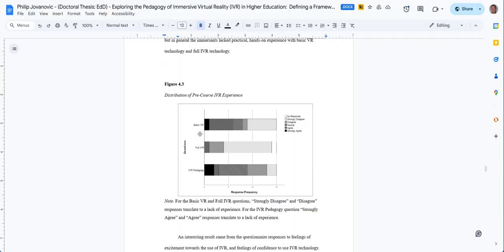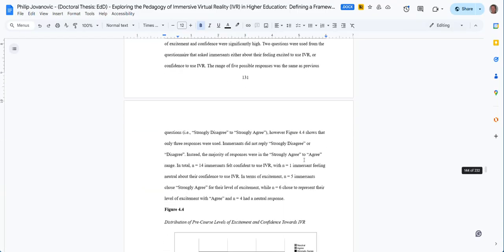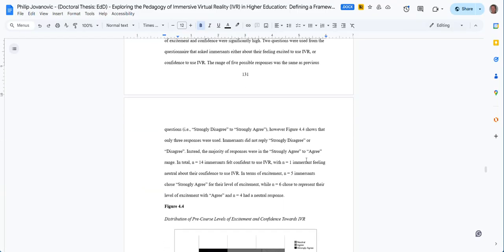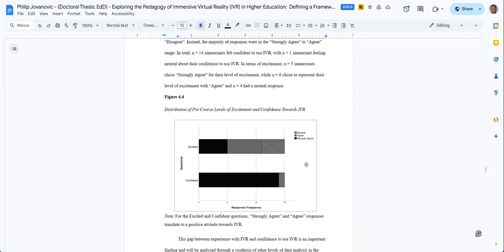And then you'd have the basic virtual reality, full IVR, IVR pedagogy. And that's how you would do that. So that would be presented in a table. And then same thing, this is excited and confident. Yeah, okay. I wish we had met before. So this would be in a table.